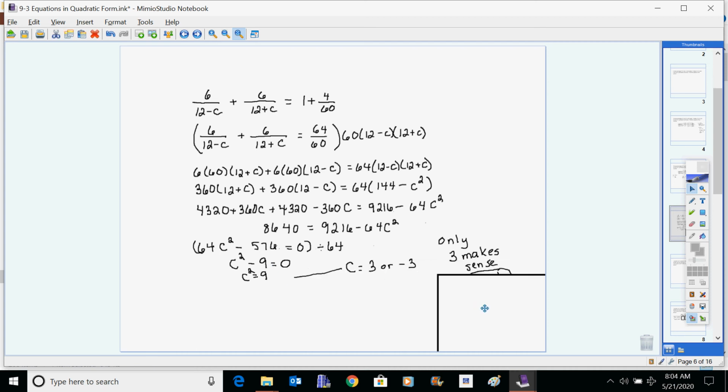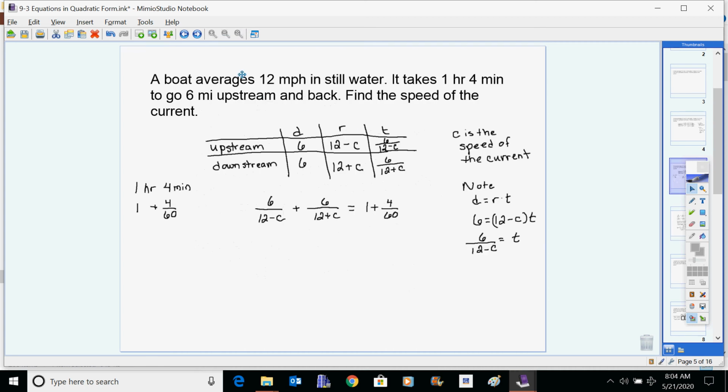So there's two possible answers. C can be 3 or C can be negative 3. But we want to think about what makes sense in our original problem. If the current were negative, that would mean upstream all of a sudden would mean that you're going faster.